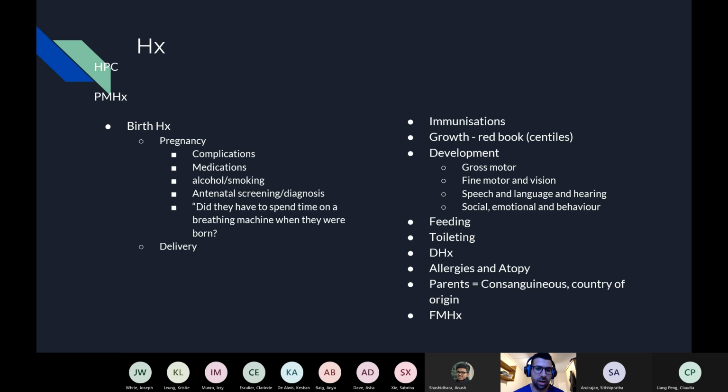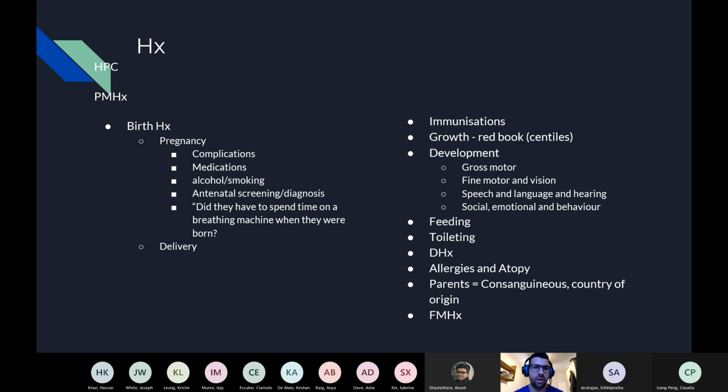You ask if they had any antenatal screenings or diagnoses, which could possibly point you to a certain picture. Also, some babies, when they're born, have lungs that aren't developed yet because they're premature, so they get put on a ventilator. That's really important to know, because being put on a ventilator from the second you're born is a risk factor for respiratory conditions further down the line.